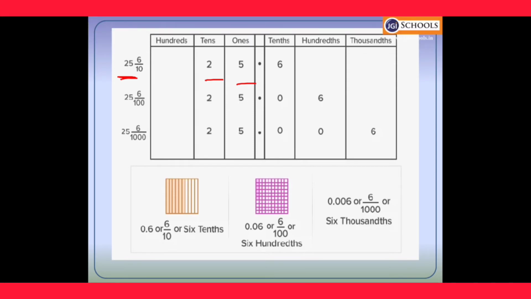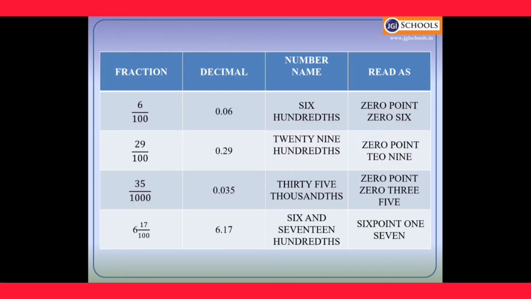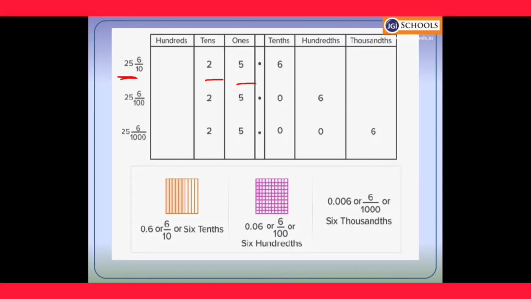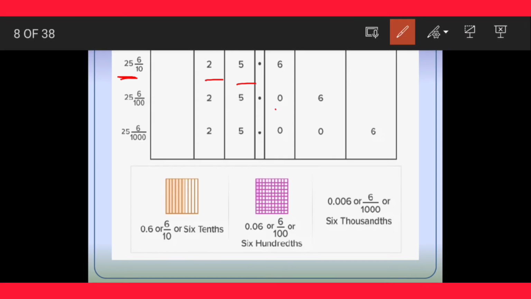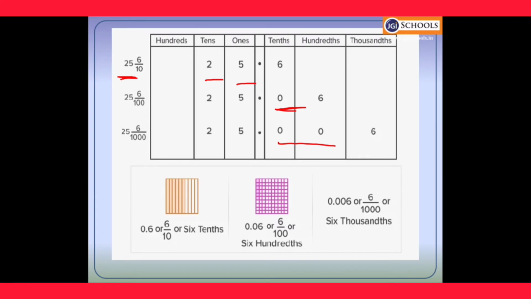And now the decimal point is there, and in the tenths, hundredths and thousandths columns it is mentioned. See here, 6 upon 10 is there, so it is in the tenths. Here 6 upon 100, I told you, you have to put 1 zero before the number. So we have kept 0 here. See this 0 here. And it is 1000, so we will keep 2 zeros here. Fine. Understood? Is it clear now?